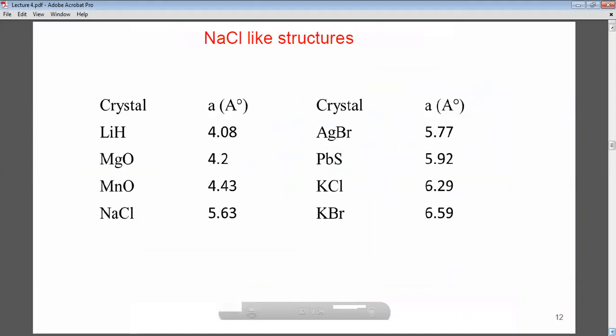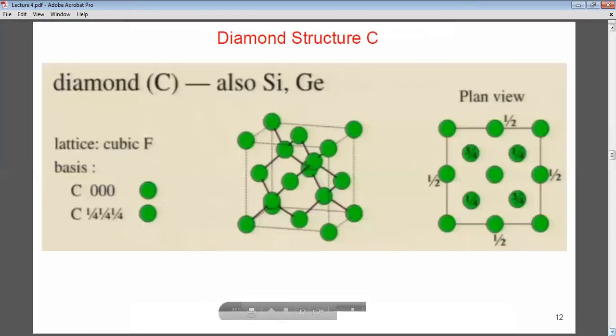Okay, there are many elements out there that have sodium chloride like structures. Here are some examples: potassium chloride, lead sulfide, silver bromide, etc. Now, the last structure we will be looking at is what is called the diamond structure, C. Also, silicon and germanium have the same structure, so some people call it the silicon structure or germanium structure.